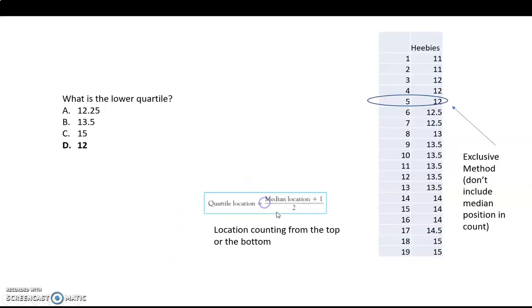Okay, so for example, here's the median using, this is a data set here, and here's the median using the exclusive method. We don't include the median, which is here at position 10. We look at the middle of these top 9 values, and that gives us the one at position 5, which is 12.